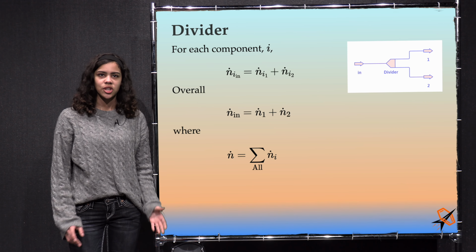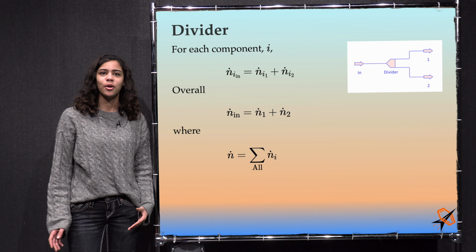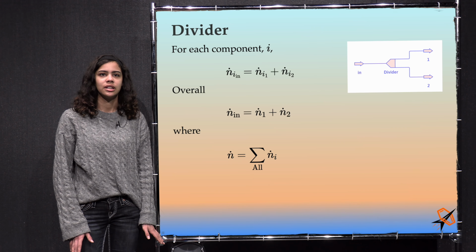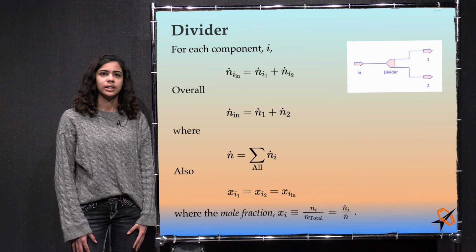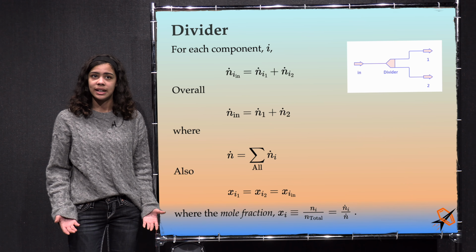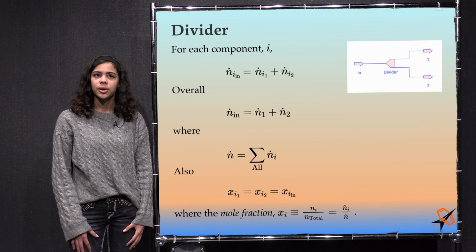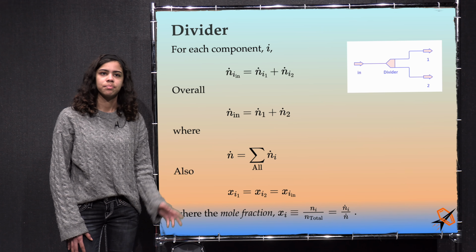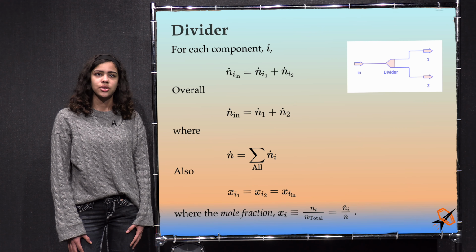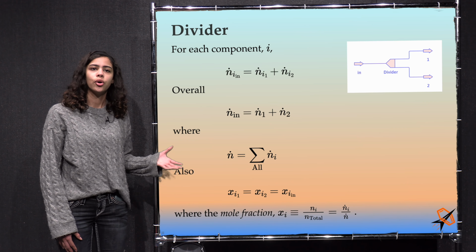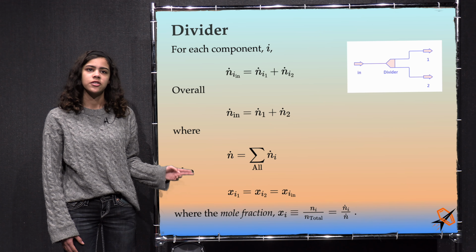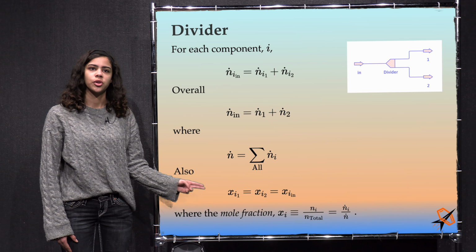Again, in a stream, the total molar flow rate is the sum of the molar flow rates of all the individual species. There is no chemical reaction in a divider. Also, unlike the mixer, the mole fraction of species i in a stream is equal to that in any other stream. In other words, a divider simply divides the input stream. It doesn't separate out the individual components. The mole fractions are defined as the moles of species i over the total number of moles, or in terms of flow rates, the molar flow rate of species i divided by the total molar flow rate in that stream.